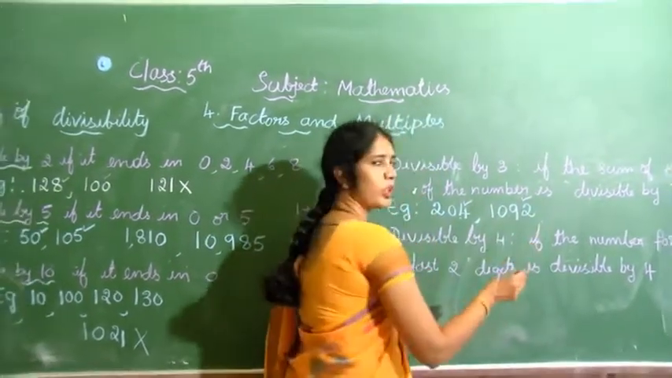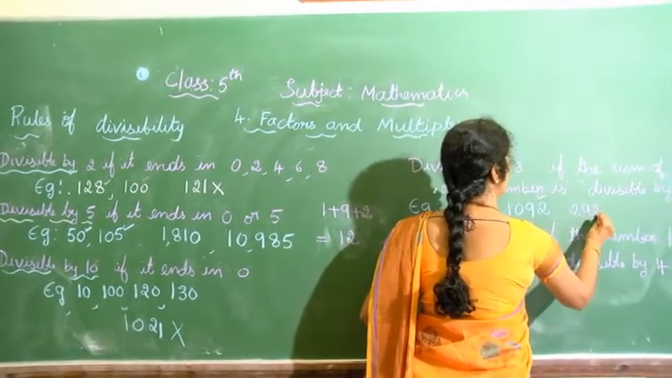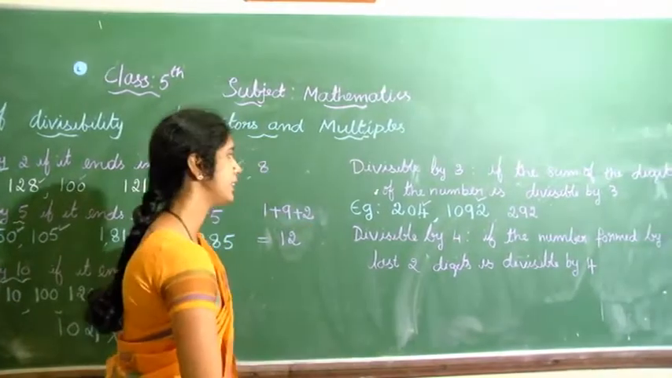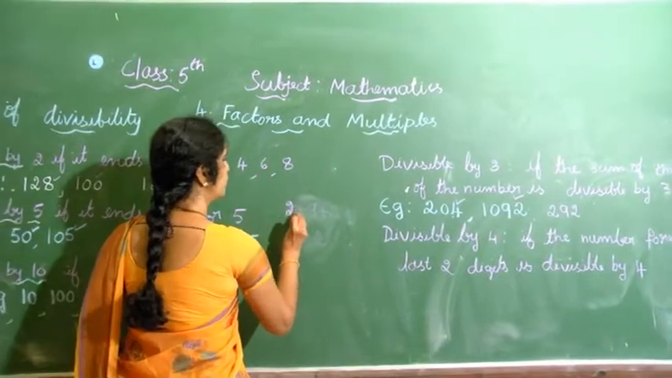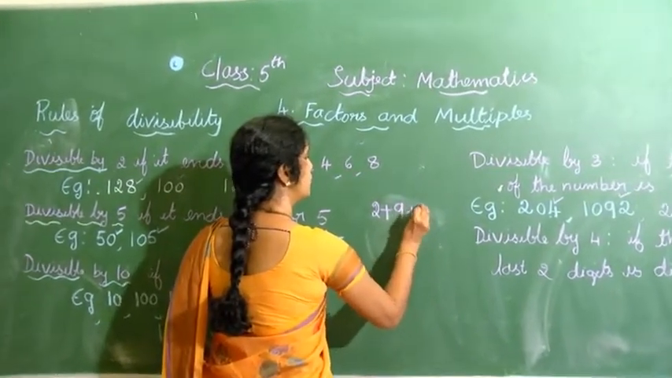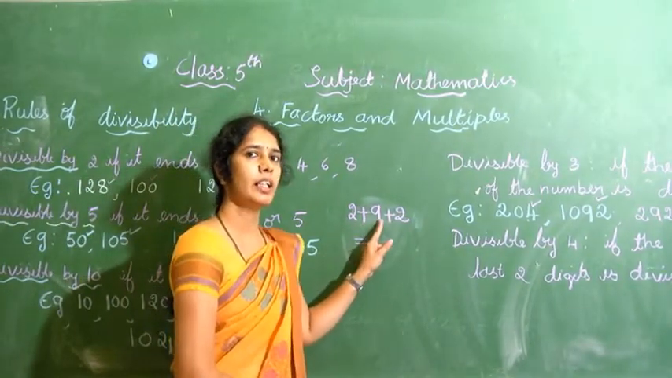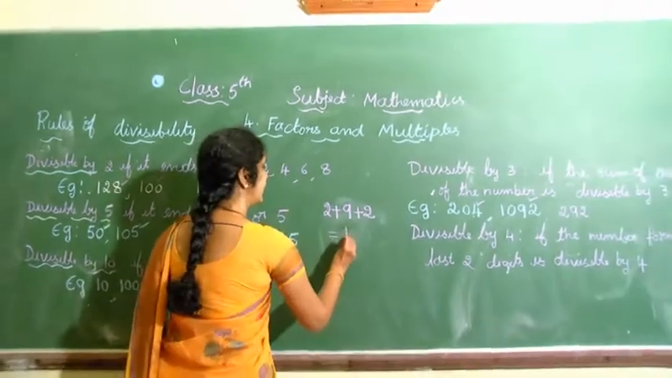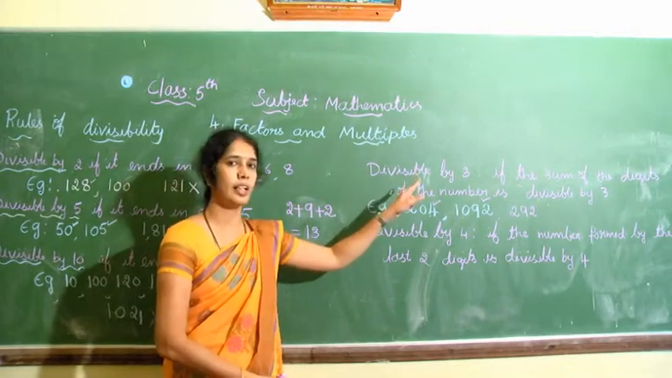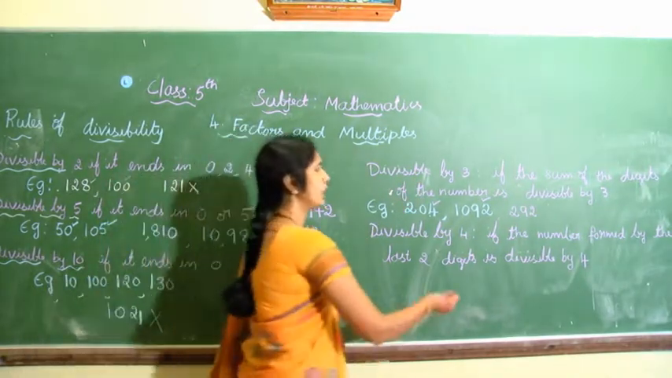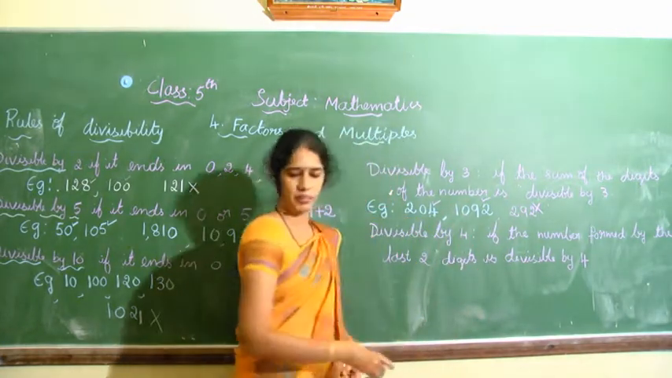Now, one more number we take, 292. We'll check whether this number is divisible by 3 or not. We will do 2 plus 9 plus 2. What will we get? 2 plus 9 is 11. 11 plus 2 is 13. Here you can observe that 13 is not divisible by 3. So the given number is not divisible. Only these two are divisible.